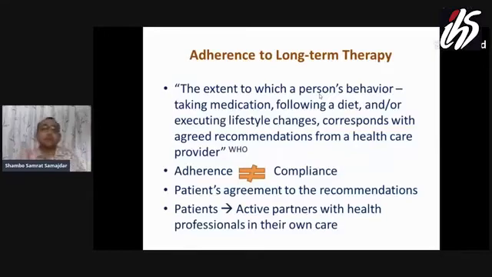So coming to adherence to long-term therapy, because we are convinced that inflammatory bowel disease is such a disease which requires long-term therapy. While defining adherence, it is important to note that it is the extent to which a person's behavior, taking medication, following a diet, and or executing lifestyle changes corresponds with agreed recommendations from a healthcare provider.